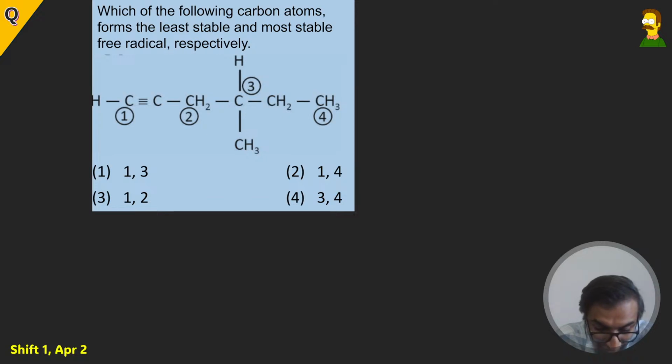Then it's great. Which of the following carbon atoms forms the least stable and most stable free radical respectively? Nice, easy question. Like hit it out of the park kind of things. Most stable free radical. सोचना पड़ेगा. Most stable, least stable and most stable free radical. अरे एक मिनट. ये तो cation नहीं है, anion नहीं है, free radical है. Does it matter whether it is free radical or cation? Is there any correlation between these two, a free radical and a cation?